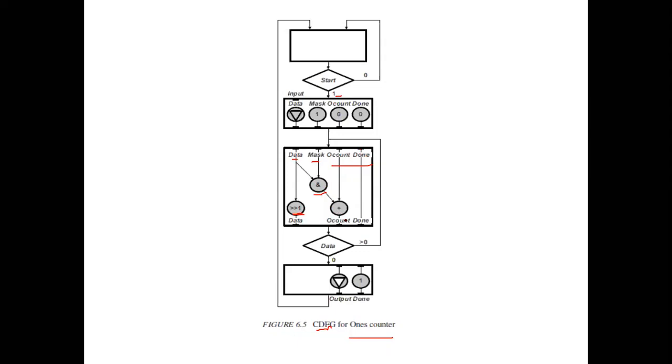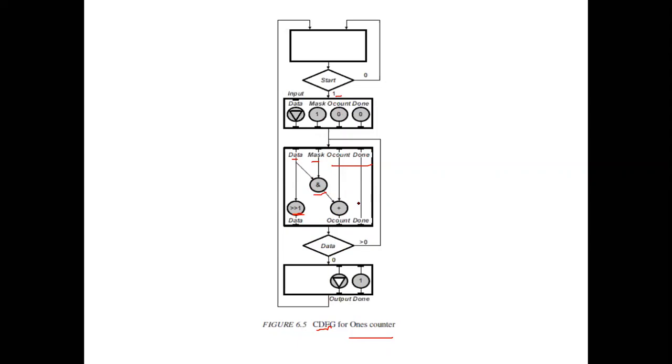Done signal is 0, so the output signal will not be changed. That is going to be the same 0 over here, and then it will check whether the data is 0. Right now the data is right shifted by one position. The data is not 0, so again it will go back to the loop. It will continue till data becomes 0.